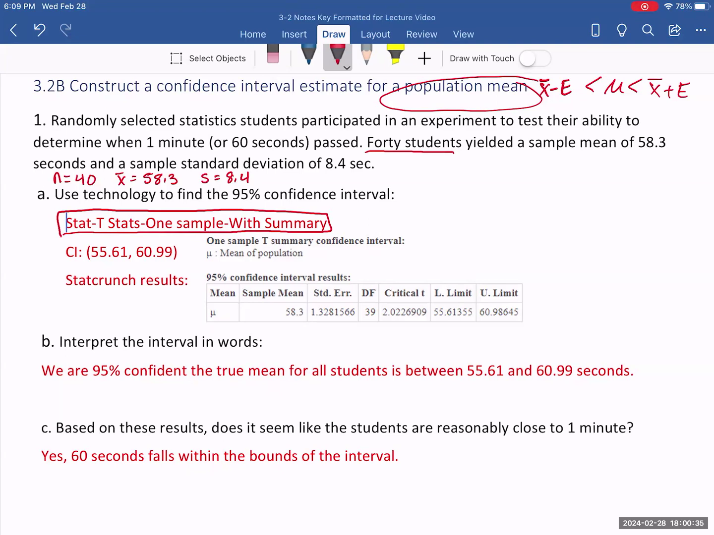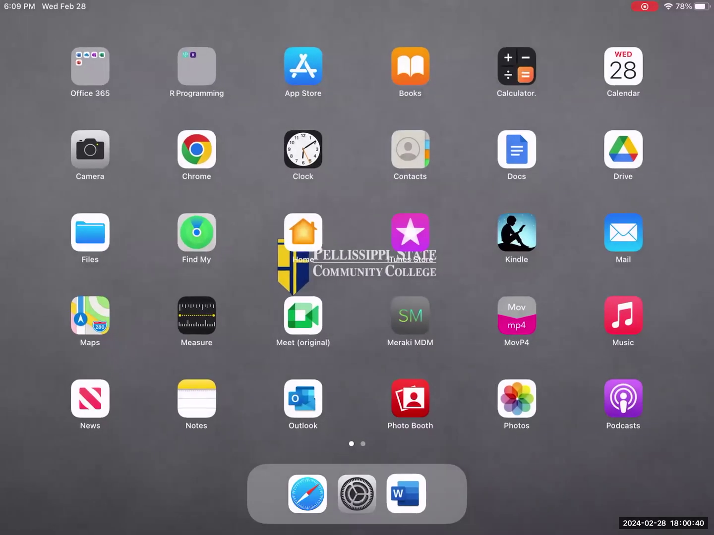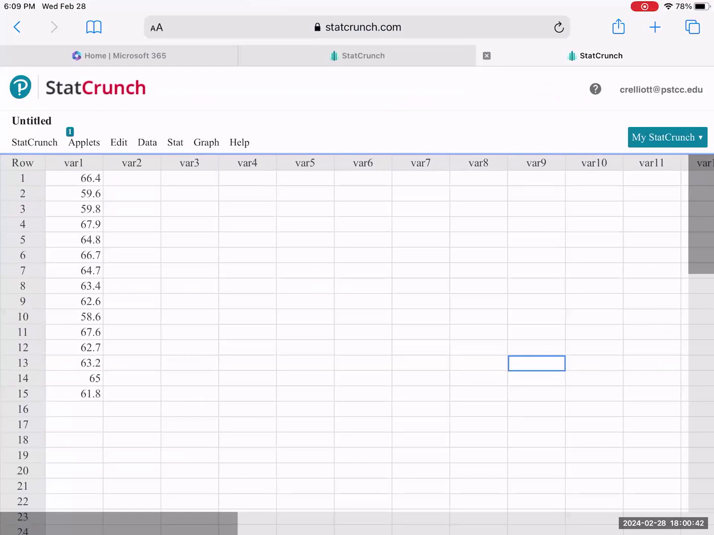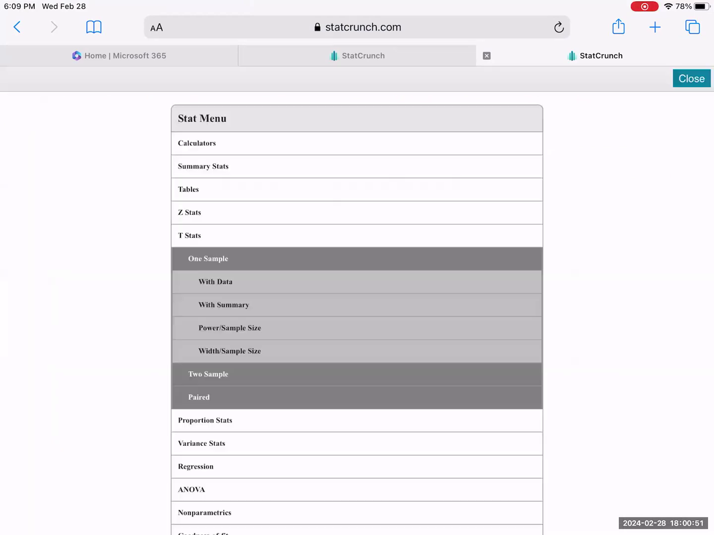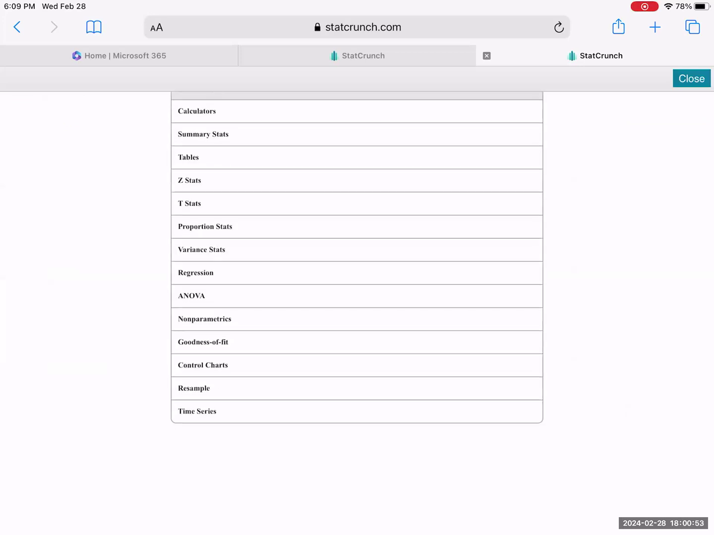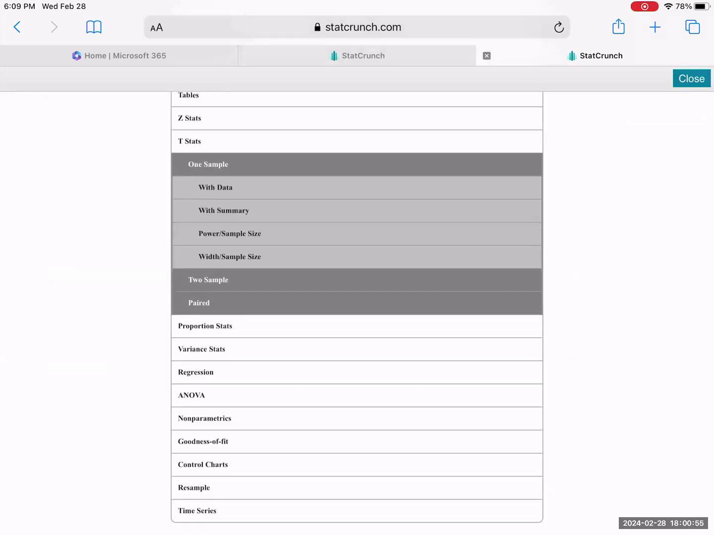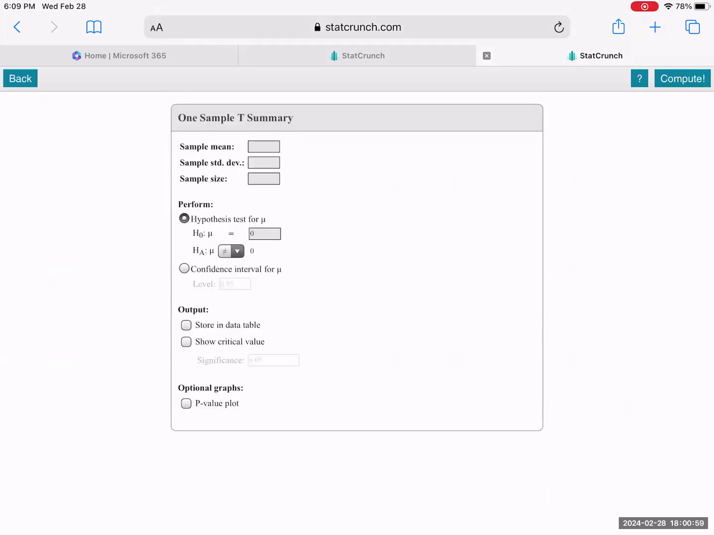So let's do that in StatCrunch so they can see what it looks like. Don't worry about this data that's in here. We're going to use that in a minute. We're not going to tell you how many times we had to type it in. But we're going to go to T-stats, one sample with summary. I don't have that information in front of me anymore. Oh, it's okay. I remember.